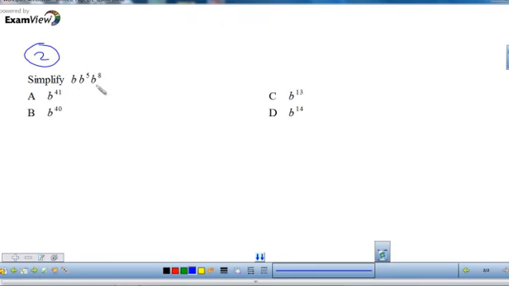Okay, number 2, we need to simplify. Remember that B has an invisible 1. So you have a total of B to the 14th. If you're not sure, we're adding the exponents.